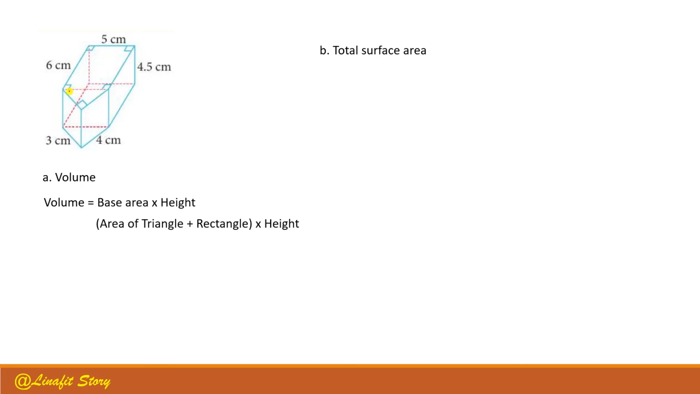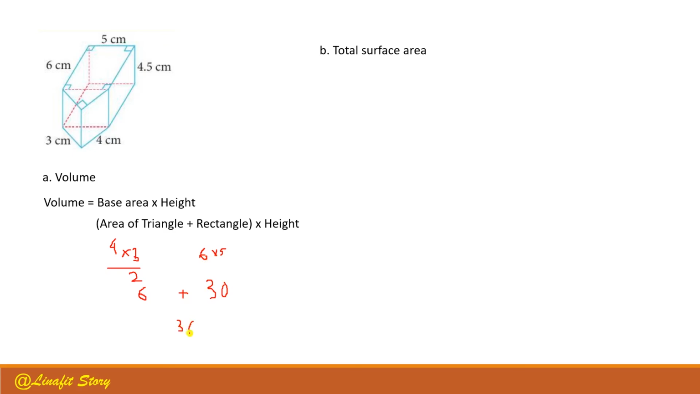The area of a triangle is base times height divided by 2. So 4 times 3 divided by 2 is equal to 6. The area of a rectangle is base times height. So 6 times 5 is equal to 30. 6 plus 30 is equal to 36.